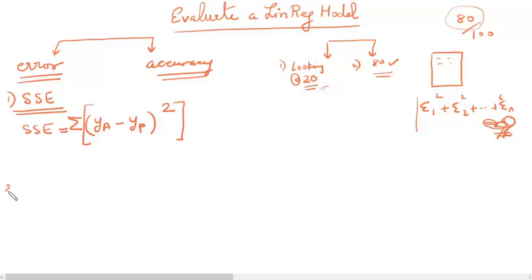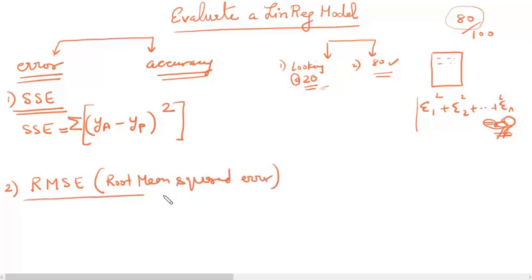Now let us move to the second parameter. The second parameter that we use is called RMSE. What does it stand for? It stands for root mean squared error. Now the first question which comes to our mind is, why do we need another parameter if we have sum of squared error? Sum of squared error has a few disadvantages.